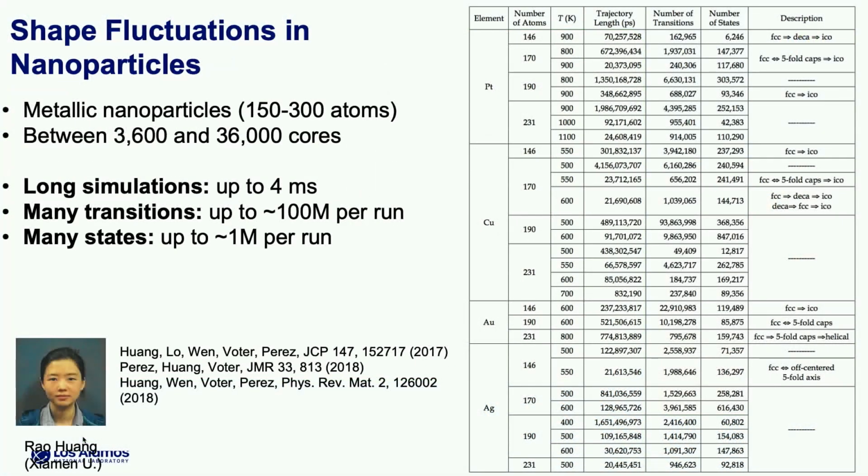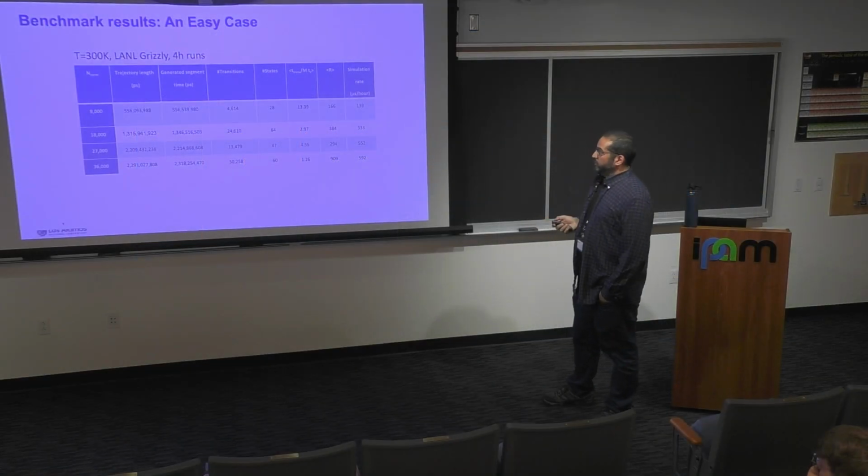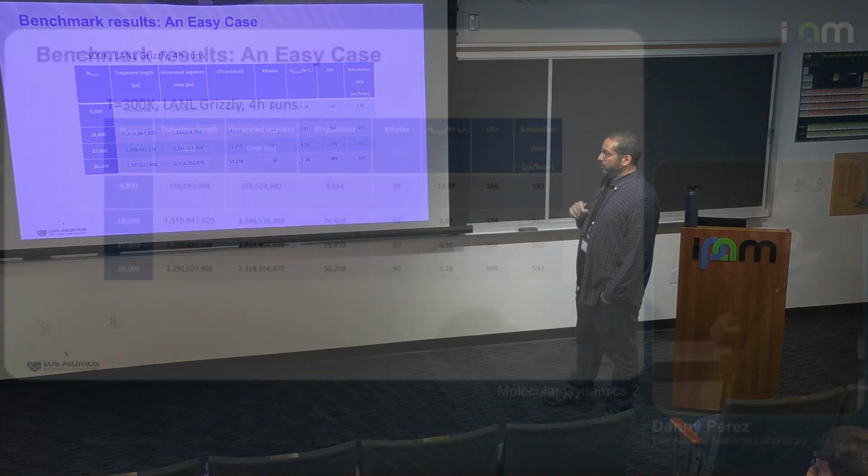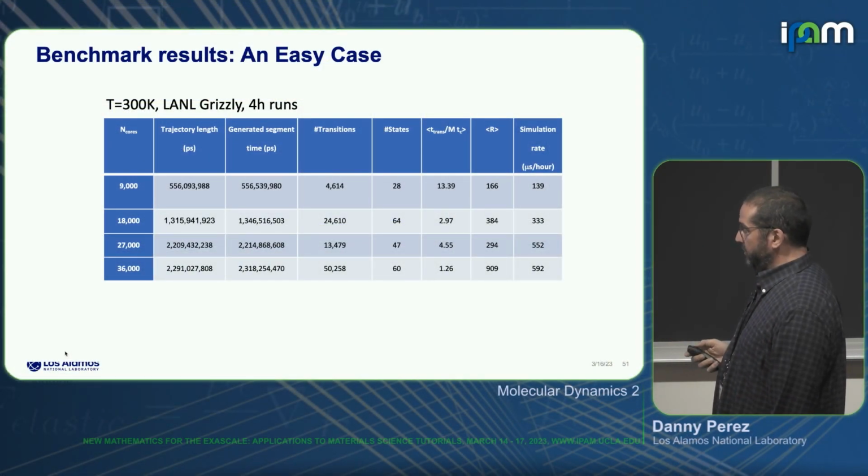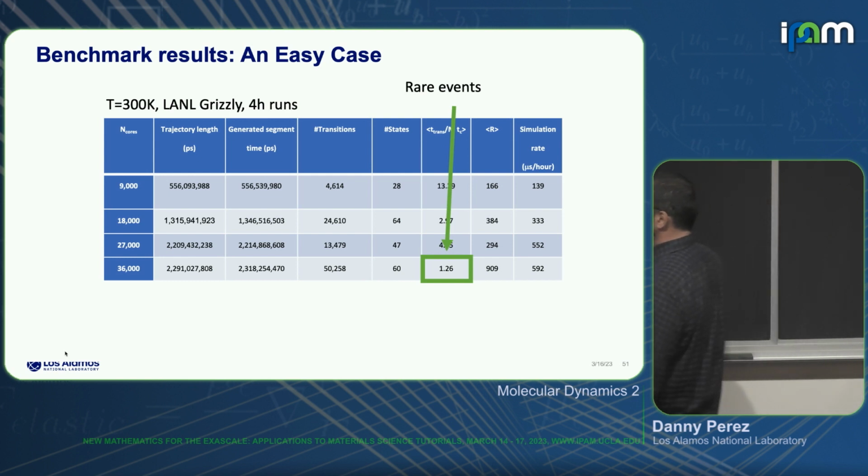So I'll show you results that we got with Rao Wang, who visited Los Alamos a couple of years ago. And we basically did some parse splice on a bunch of nanoparticles. We did a lot of runs. You don't have to try to read this, but we're able to reach very long time scales on very complex systems. So these are things where there's millions of different states, hundreds of millions of transitions along the way. And what we see is that if you do something easy, like a low temperature system, where all the transitions are rare, then you can scale the hell out of this, and you get great performance.